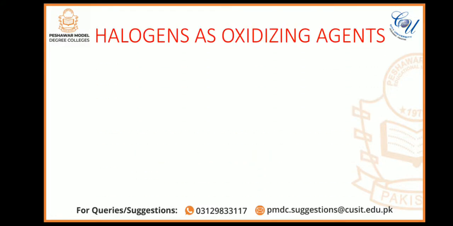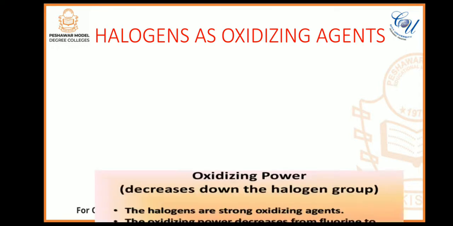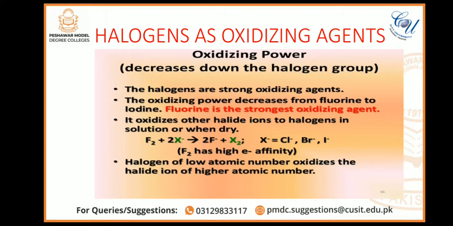Now we will discuss halogens as oxidizing agents, which is very important. The substance which oxidizes other substances by accepting their electrons and itself becomes reduced is called an oxidizing agent. And halogens are very strong oxidizing agents.